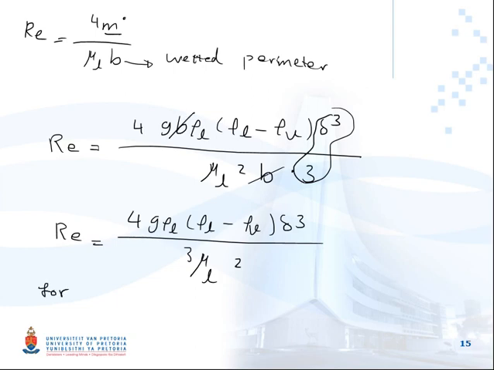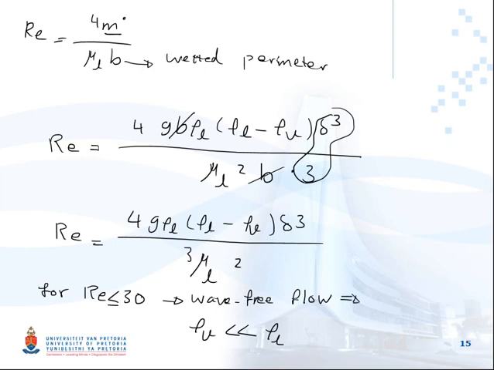So for Reynolds lower than 30, which we said is wave-free flow, rho V is much smaller than rho L, so we can neglect that one. In that case we will have Reynolds equal to 4 g rho L squared delta cubed over 3 mu L squared.